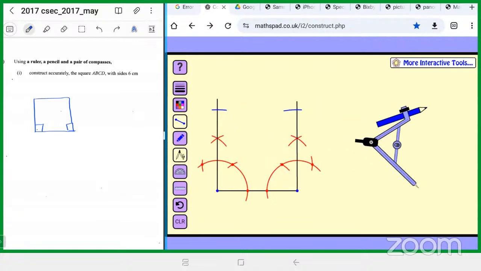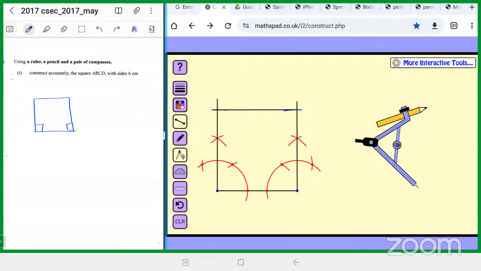So when I join those 2 points now, like that, that's my square. And I constructed the 90 degrees, mark out my 6 centimeter lines. You can see them, the construction lines in blue. You have to show those construction lines. See how you get your information. All right, that finishes the first part. That's my 6 centimeter square.